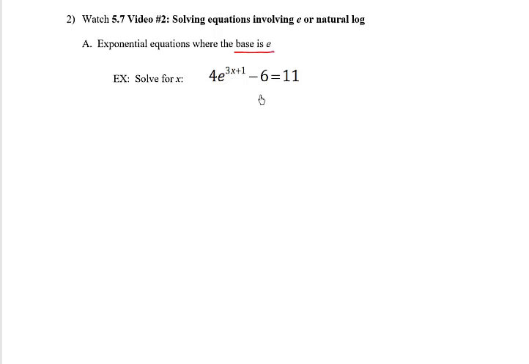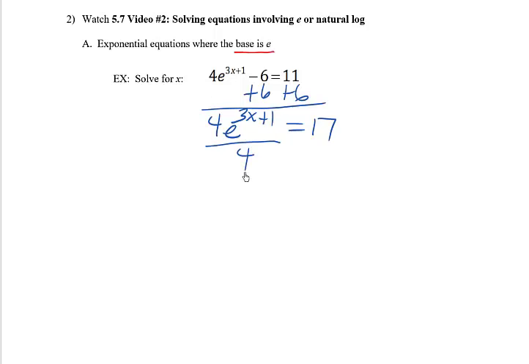That means I have a couple of pieces of junk in my way. The 6 is in my way, so I'll need to deal with that. And then the 4 is in my way, so I'll divide both sides by 4. And now my equation is in exponential form. A base raised to a power equals a result. Well, step 2 that we've been doing in this chapter is take the log of both sides.